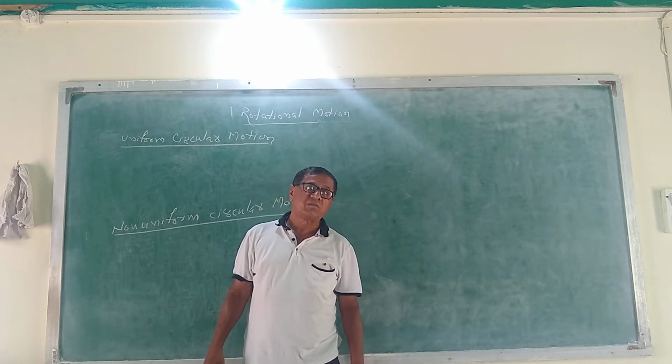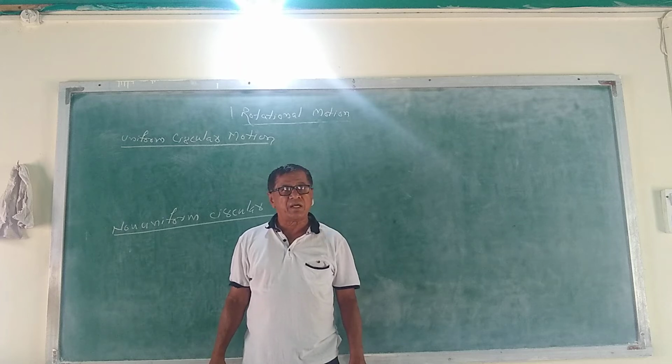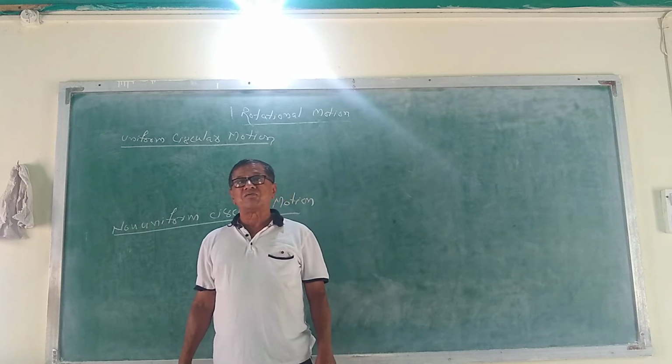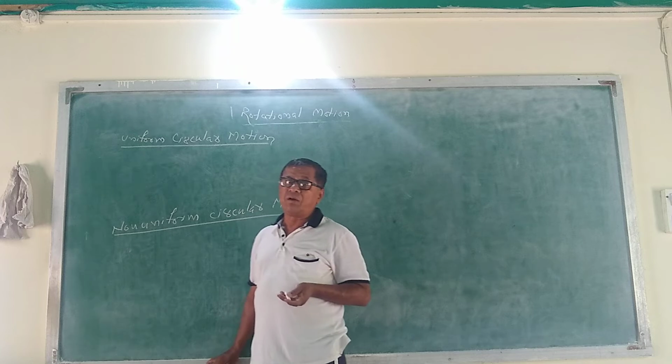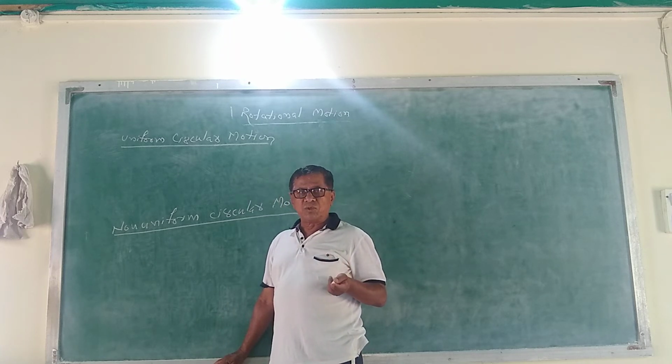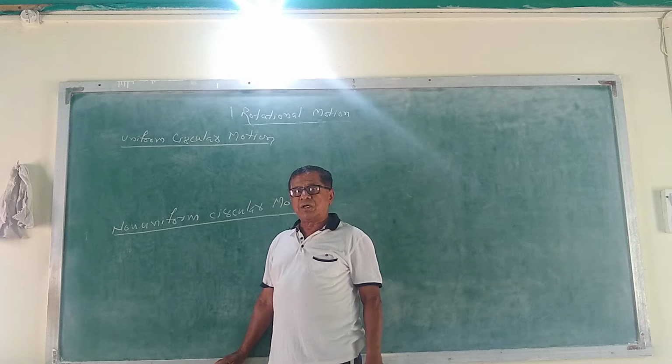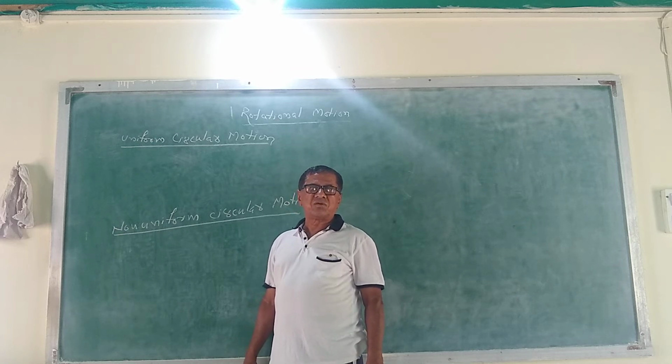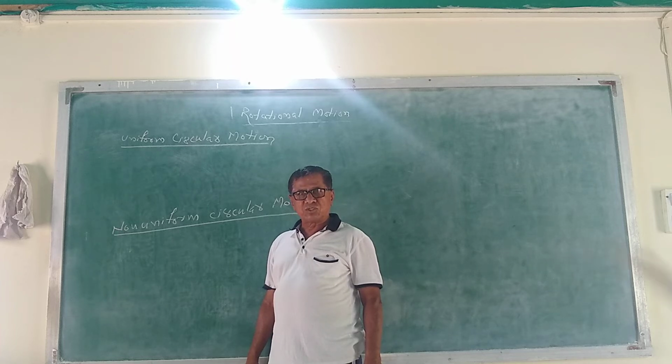There is a difference between the speed and the velocity. In Marathi, speed is called gati and velocity is called veg. Speed is the scalar quantity and the velocity is the vector quantity. In the case of the uniform circular motion, the speed of the particle is constant, and that is called the uniform circular motion.